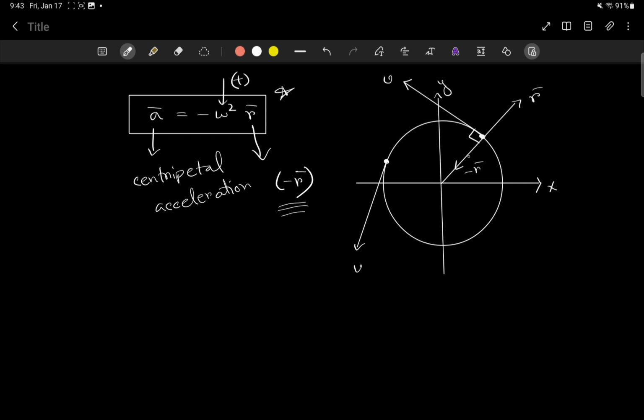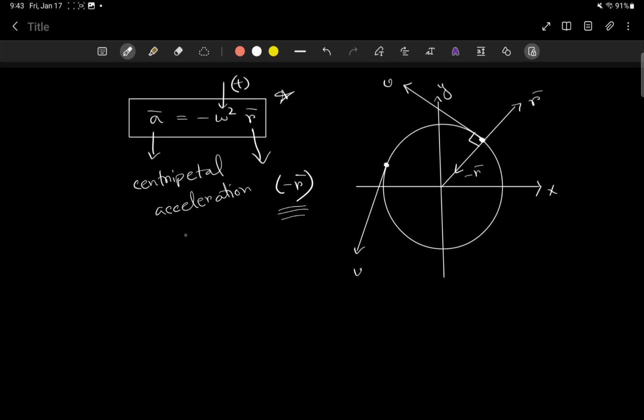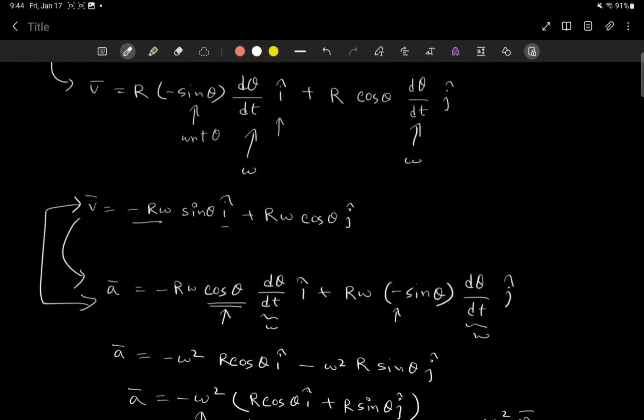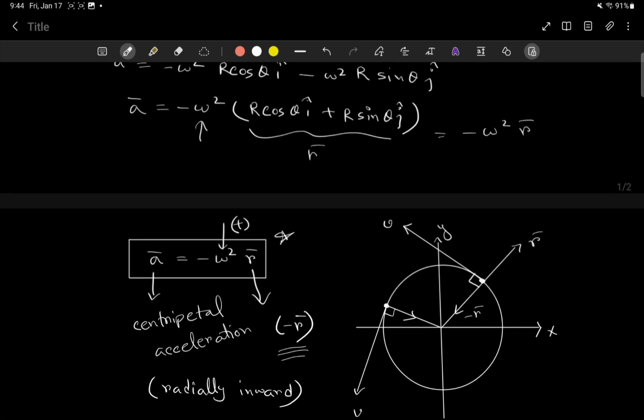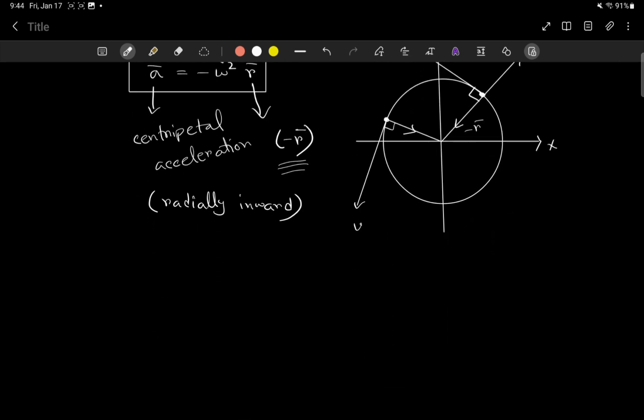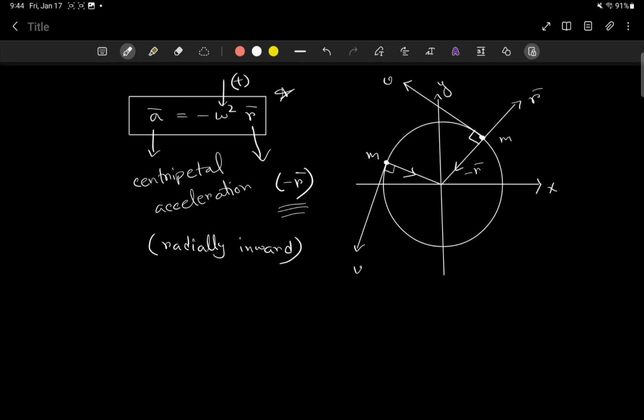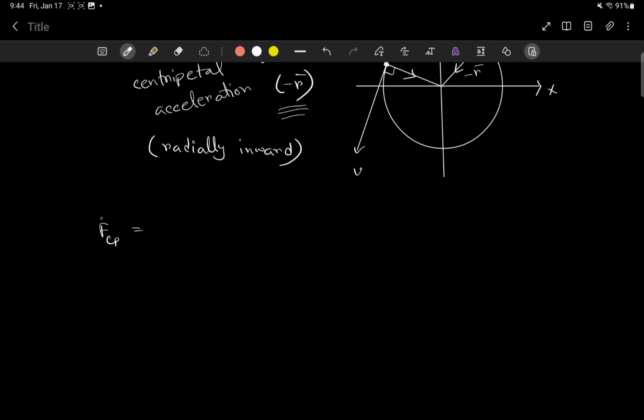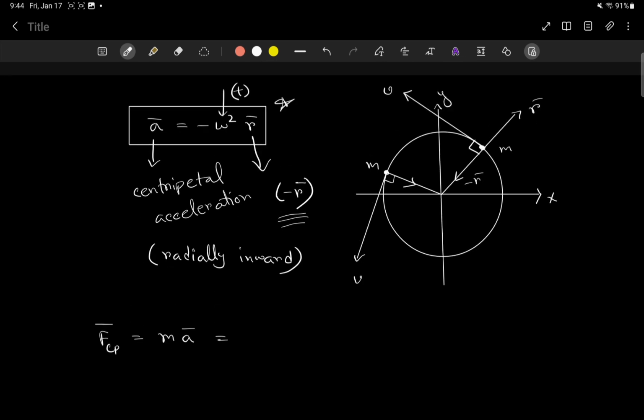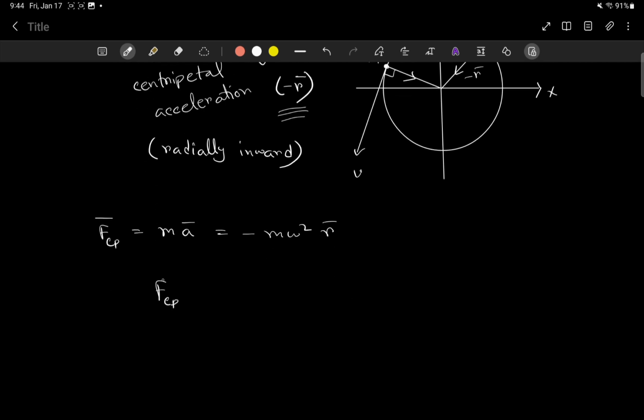At any instance, the acceleration will be radially inward. It means we need a force that's radially inward. So at this moment the force has to be here, perpendicular and towards the center, as we have taken the center to be the origin. That's why it's negative r. Now if the mass is m, then the centripetal force is equal to ma, which is equal to minus m omega squared r. So centripetal force is equal to minus m omega squared r.